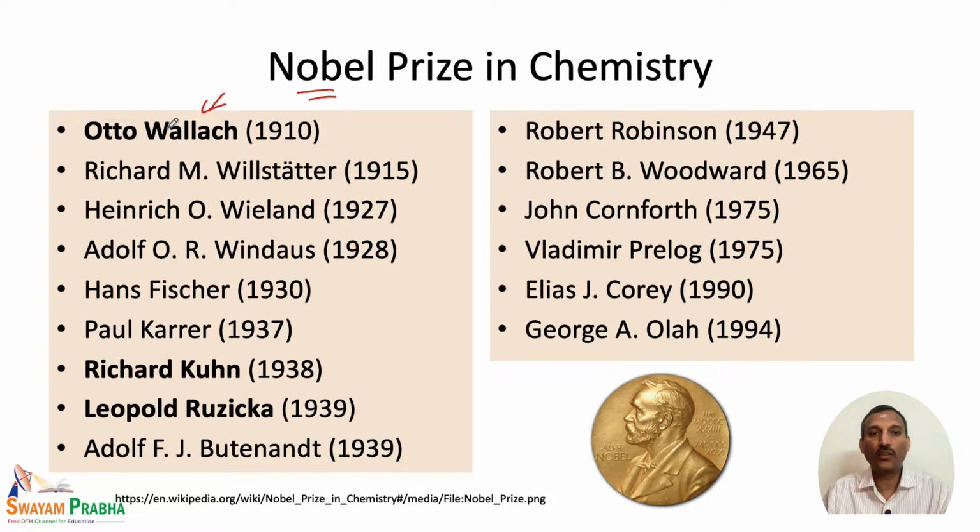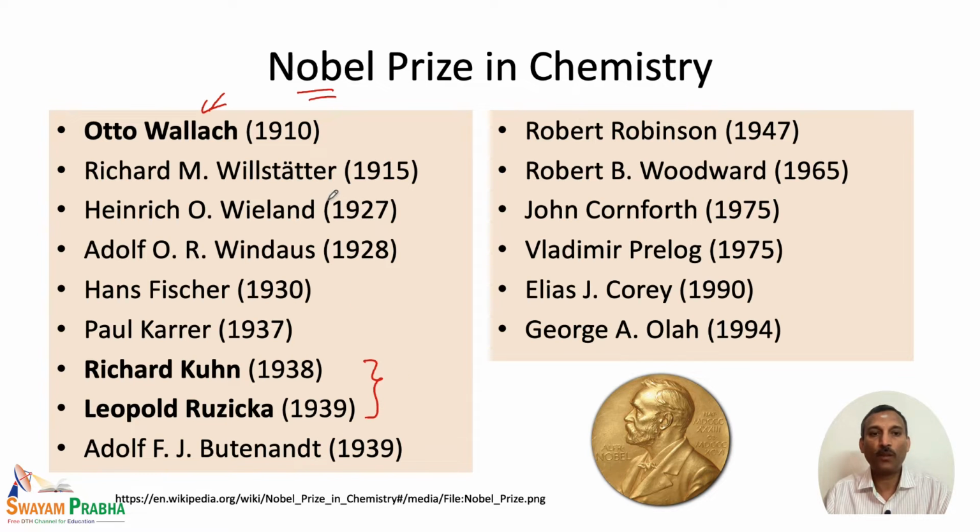And he is considered the father of terpene chemistry, and he meticulously identified the structure of various terpenes. And Richard Kuhn and Leopold Ruzicka are the two other people whose contribution to terpene chemistry is enormous. So these people specifically received the Nobel Prize for their work towards terpene chemistry.